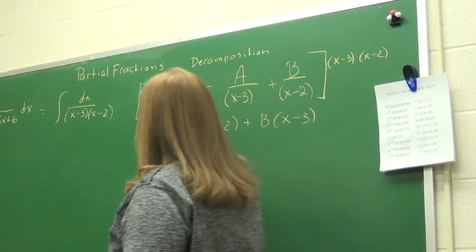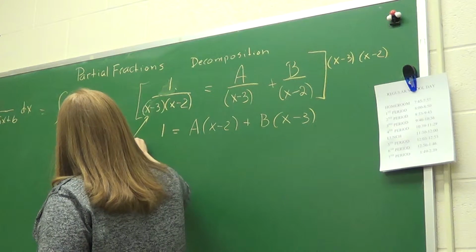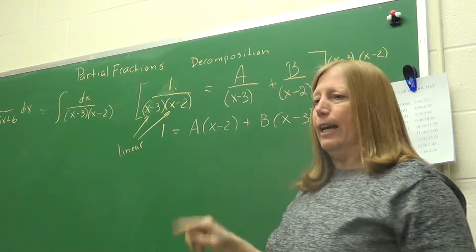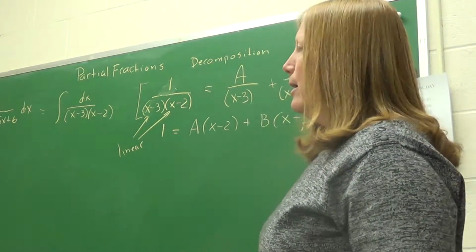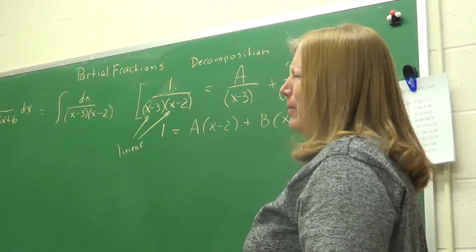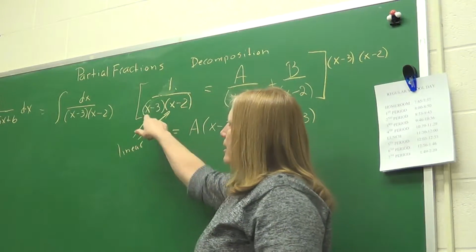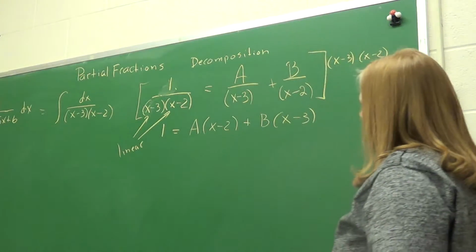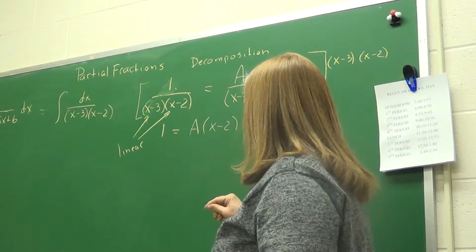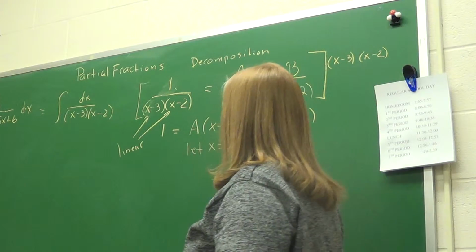Now, when these factors are linear, that means this is degree 1 and this is degree 1. The easiest way to solve that is this. And I'll show you a way when that gets too messy. We have another way, but that won't be today, I don't think. So when these are linear, we can use this method every time.